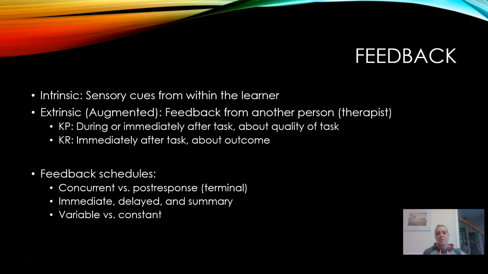As far as feedback schedules go, we can look at concurrent versus post-response, meaning do we give them feedback during the task or do we wait until the end and tell them how they did? Is it immediate, delayed, or do we give them summary performance? And then variable versus constant. Do we give it to them sometimes but not all the time, or do we constantly give them feedback? Again, depending on where they are in the program, in the beginning they might need more constant feedback, more immediate response, but as they start to get the hang of things, they will hopefully need feedback less and less.